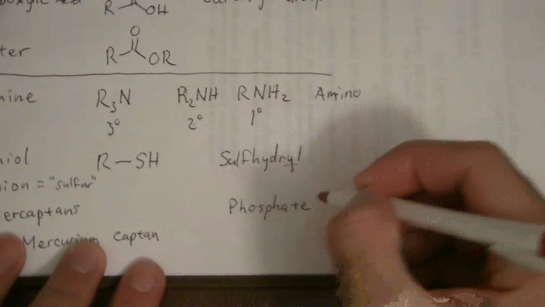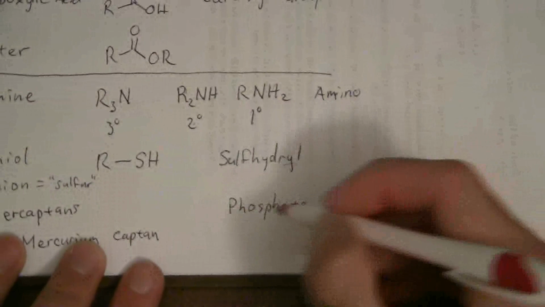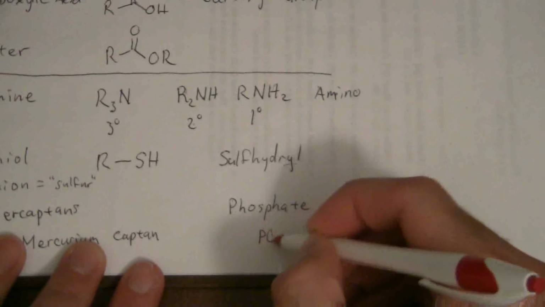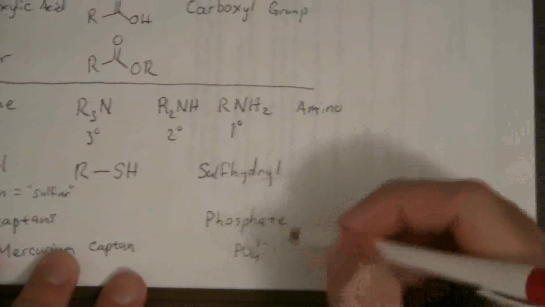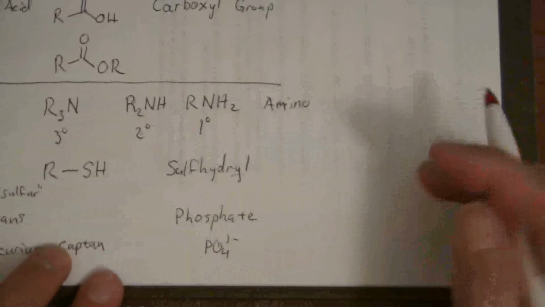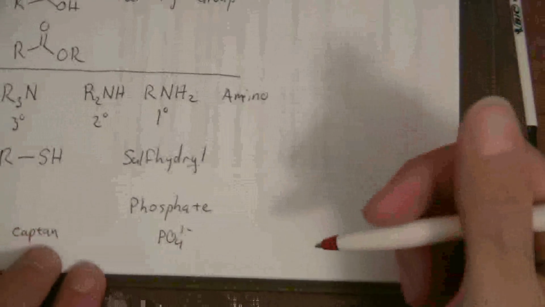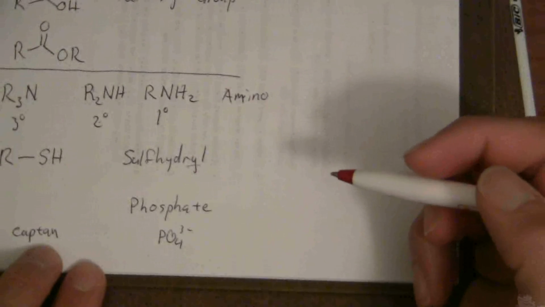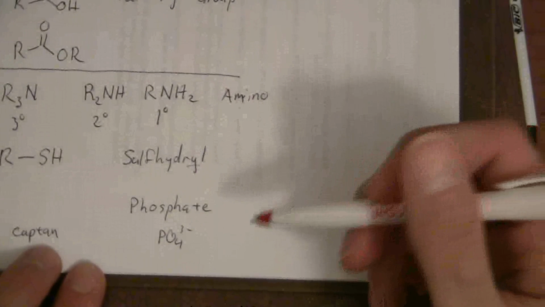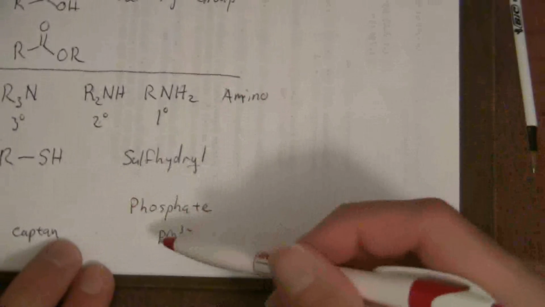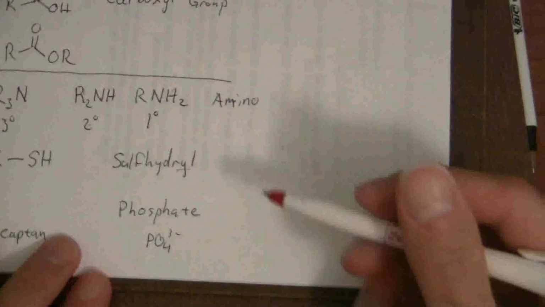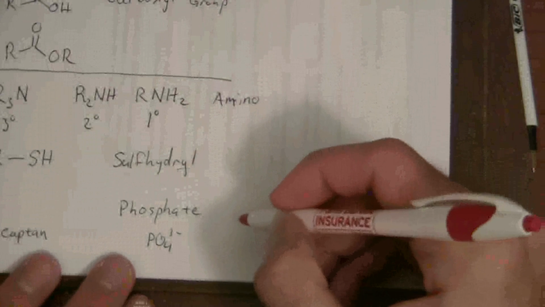Okay, we know phosphate is PO4 with a -3 charge, right? Well, this can also join in with organic compounds. You've heard of ATP, perhaps. ATP, adenosine triphosphate. Well, it has 3 phosphate ions kind of all connected together.